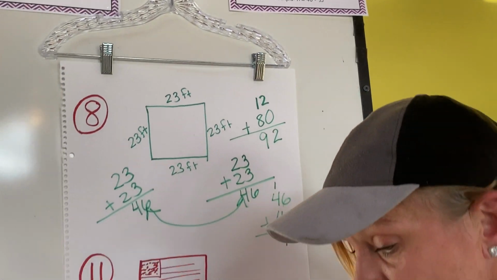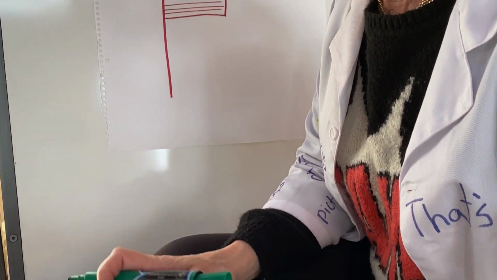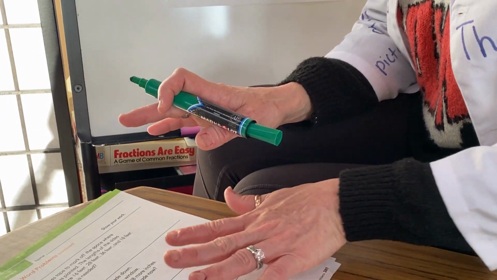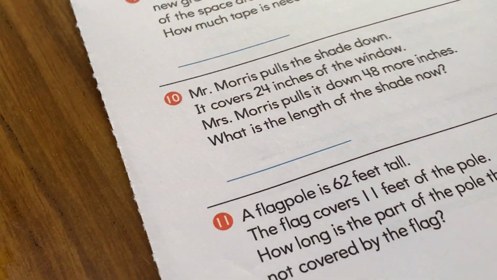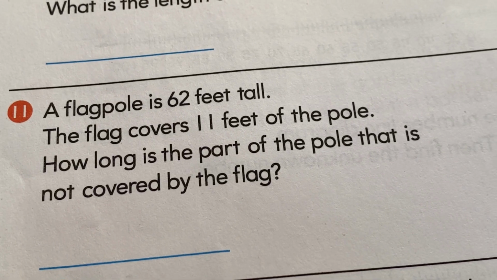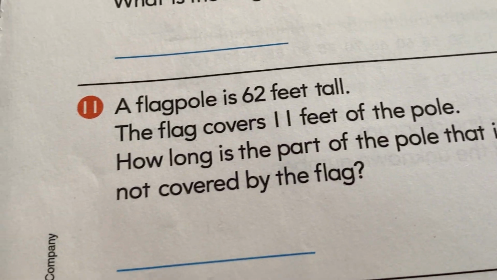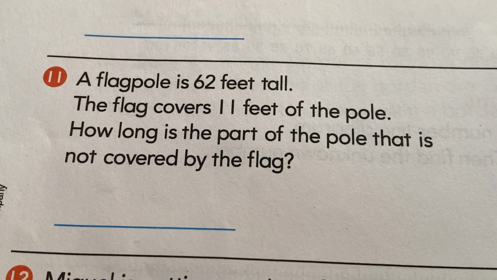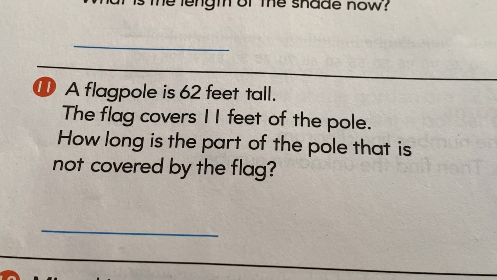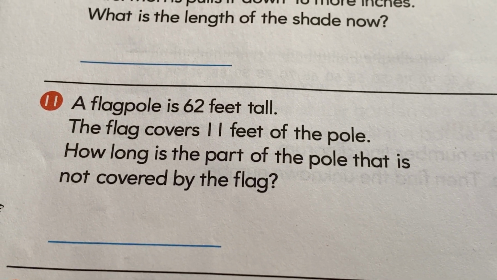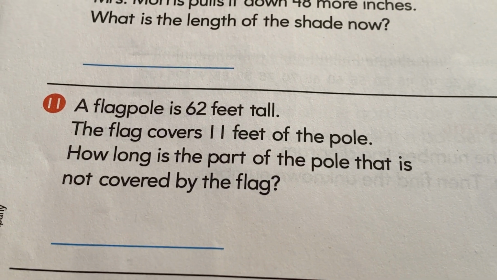Friends, our last one we're hanging out together with is number 11. And number 11 is about a flagpole. Number 11 from lesson 5. A flagpole is 62 feet tall. The flag covers 11 feet of that pole. How long is the part of the pole that is not covered by the flag?